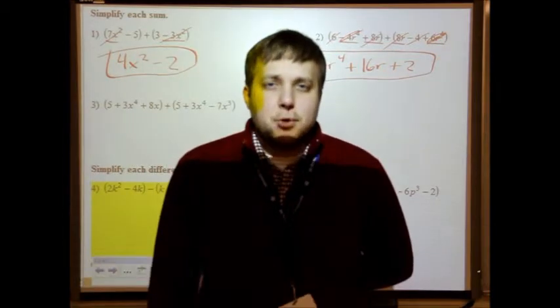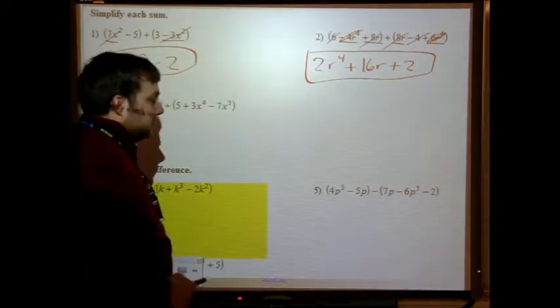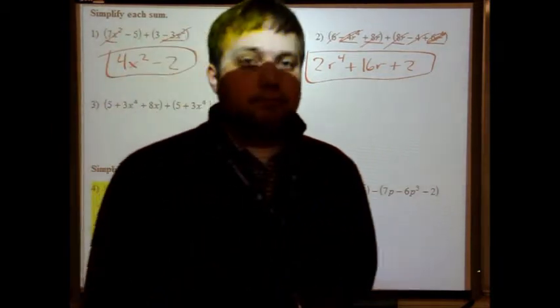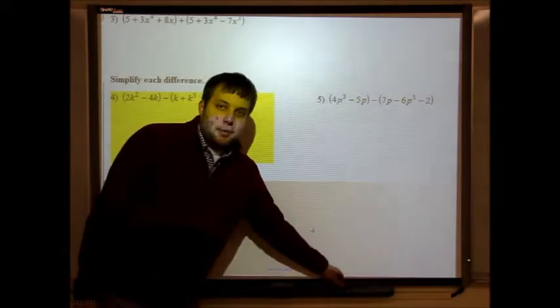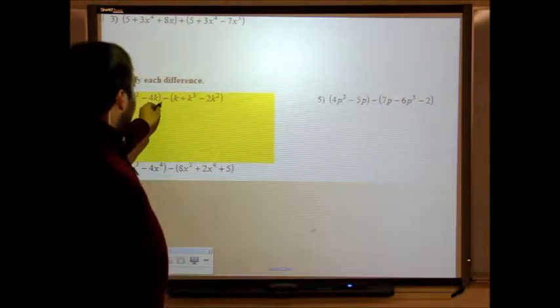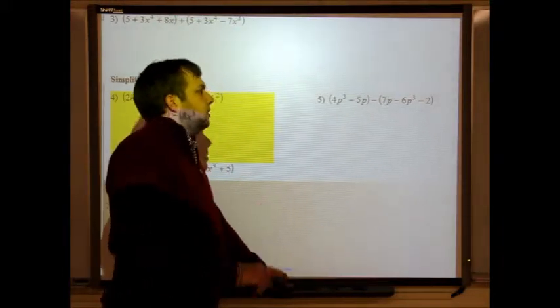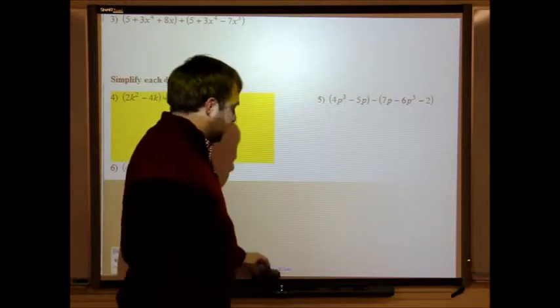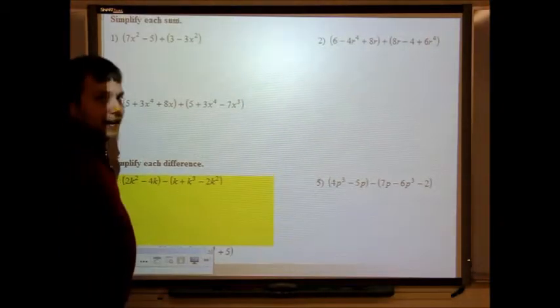Alright, I'm going to take a little break, and we will work on negatives here in a second. Alright, and I'm back with negatives as I promised. We are going to be working on subtraction now. Now these are extra tricky. A lot of people mess up on subtraction problems. I didn't think these were too bad, right? We just add like terms.